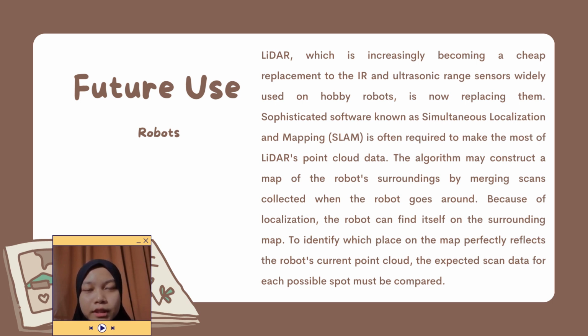LiDAR, which is increasingly becoming a cheap replacement to the IR and ultrasonic range sensors widely used on hobby robots, is now replacing them. Sophisticated software, known as SLAM, is often required to make the most of LiDAR's point cloud data. The algorithm may construct a map of the robot's surroundings by merging scans collected when the robot goes around.